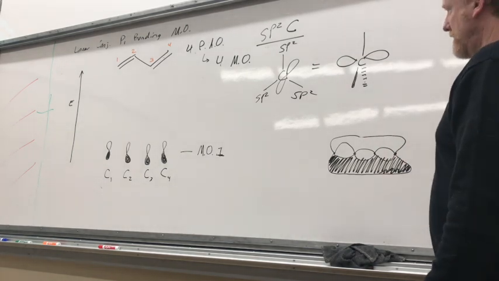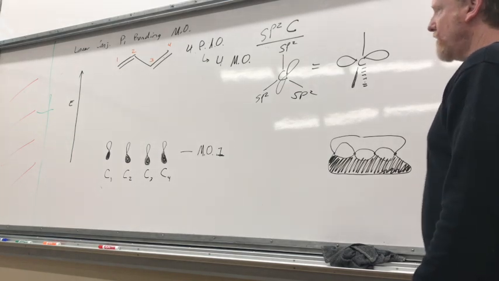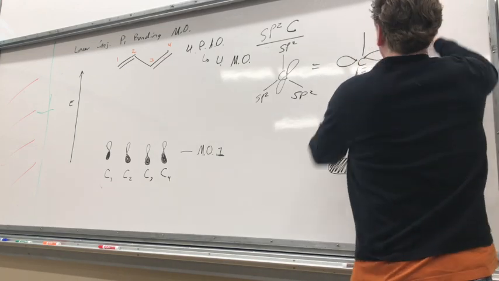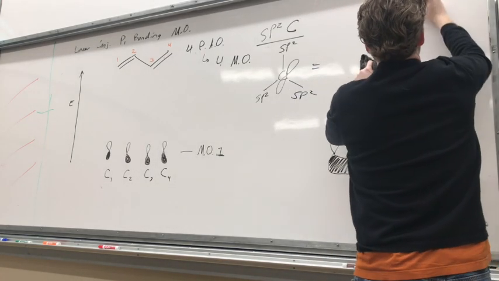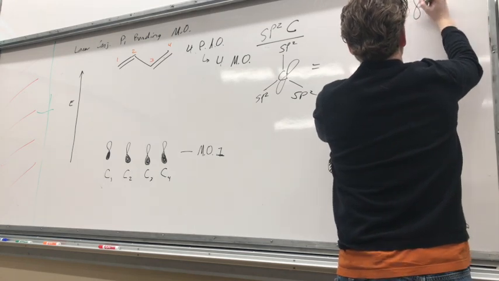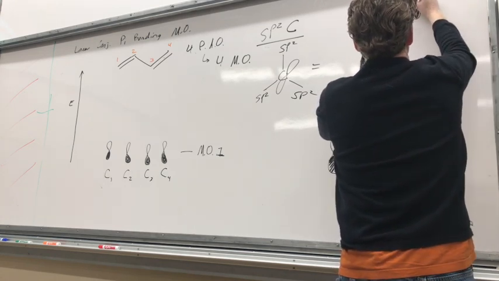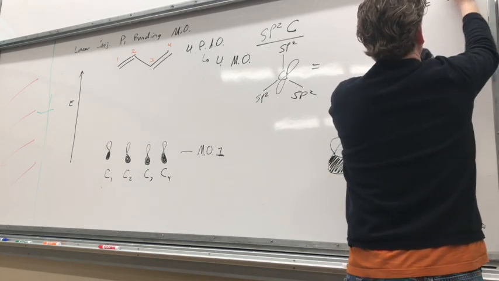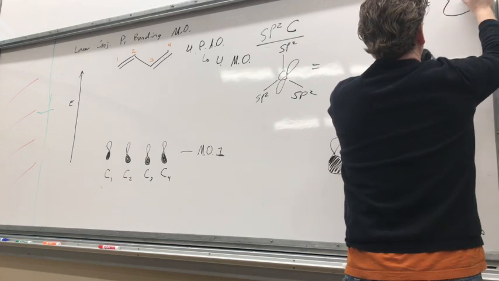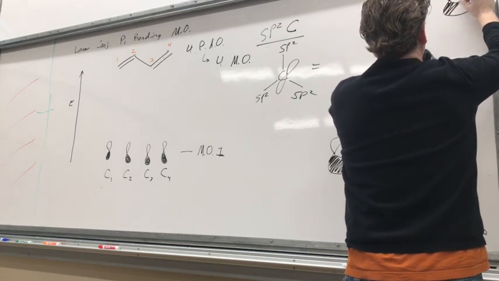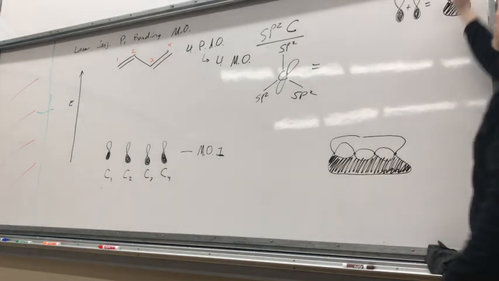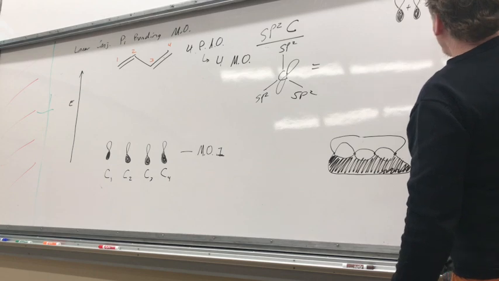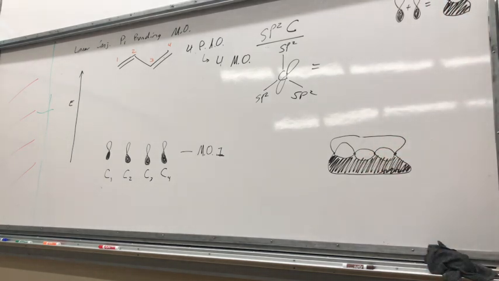Okay, and as far as the orbitals, you can have 2 orbitals that are in phase, and when you add them together, you'll get the one bonding orbital. So that's a bonding orbital. Just like we saw here, it's completely bonding.